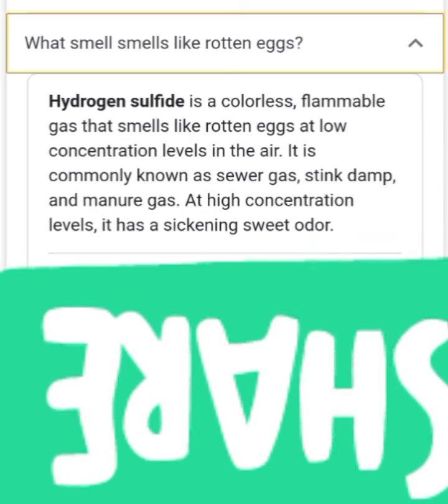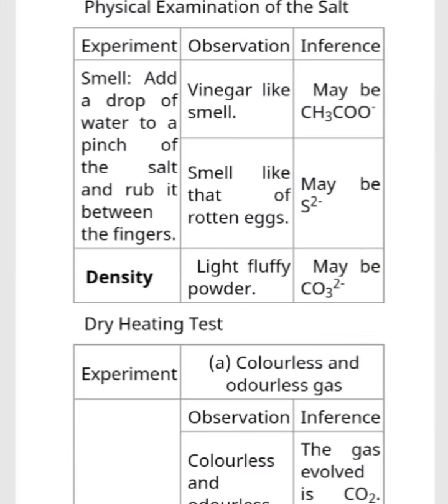So we also have others like choking smell. Now this is just a real lab procedure, preliminary test, physical examination of salts when you are doing salt analysis. So I love this very well because this will give you some stuff you may like to know.